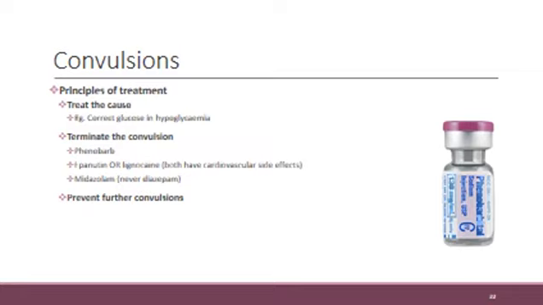Midazolam can be used, and the shorter acting agents, but never diazepam, due to the severe respiratory depression experienced in the newborn. And then it's important to prevent further convulsions by addressing the underlying cause, and then carefully considering whether phenobarb maintenance is indicated and whether the baby can be weaned and stopped.